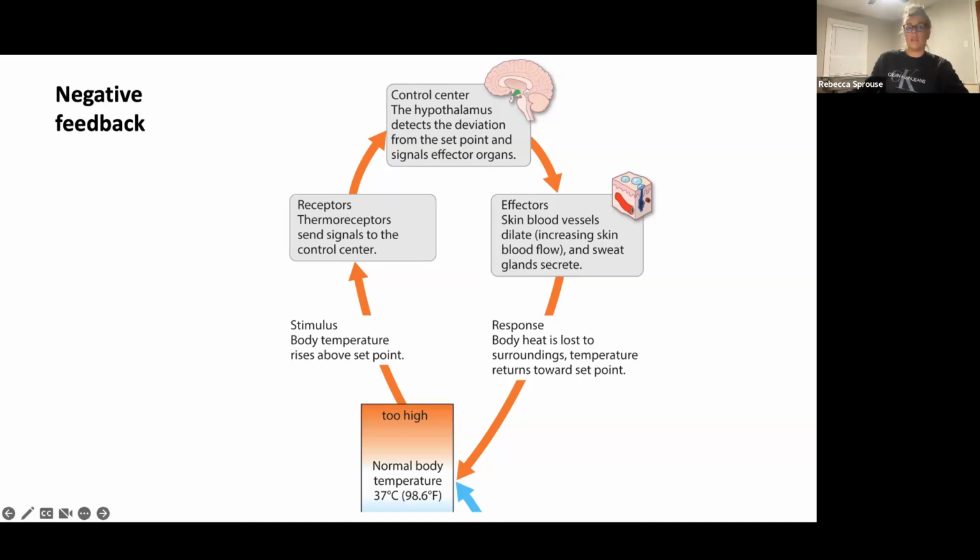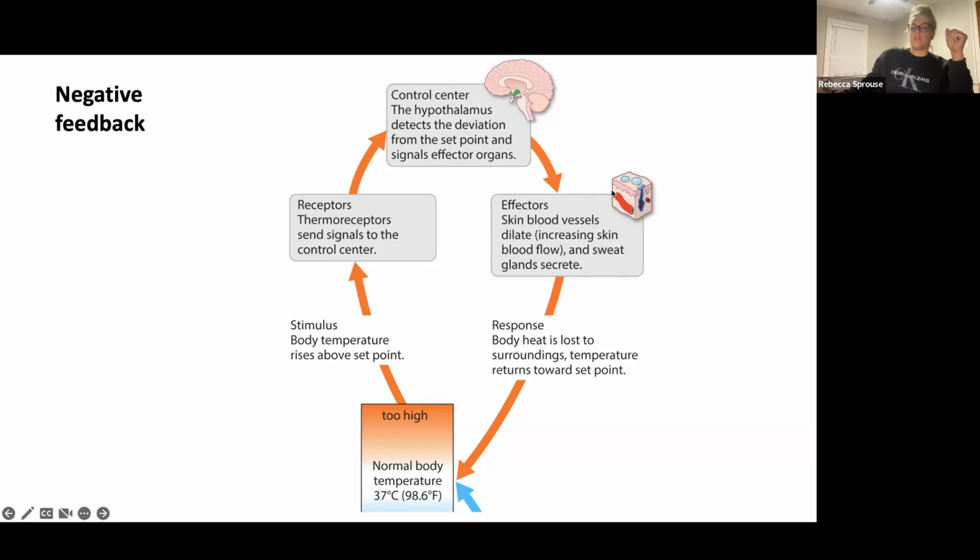The brain here is your control center, and specifically your hypothalamus is responsible for body temperature regulation. It detects that we're too high above 98.6, and it signals the other organs of the body to do something about it to try and cool you off.